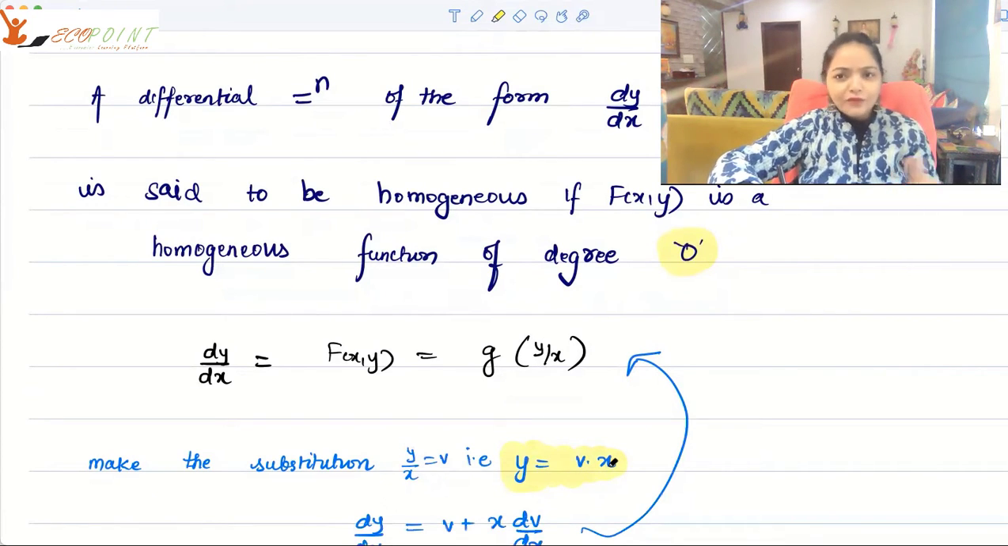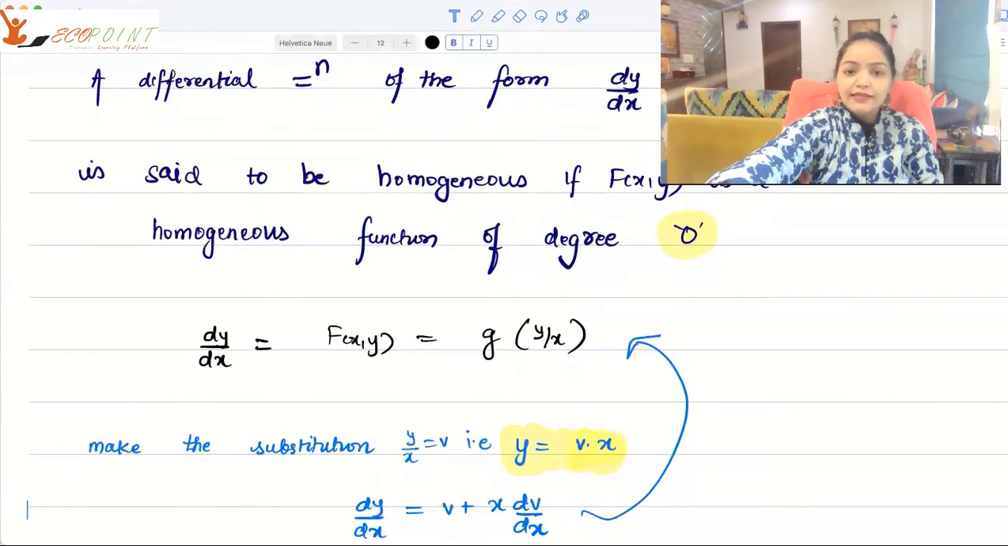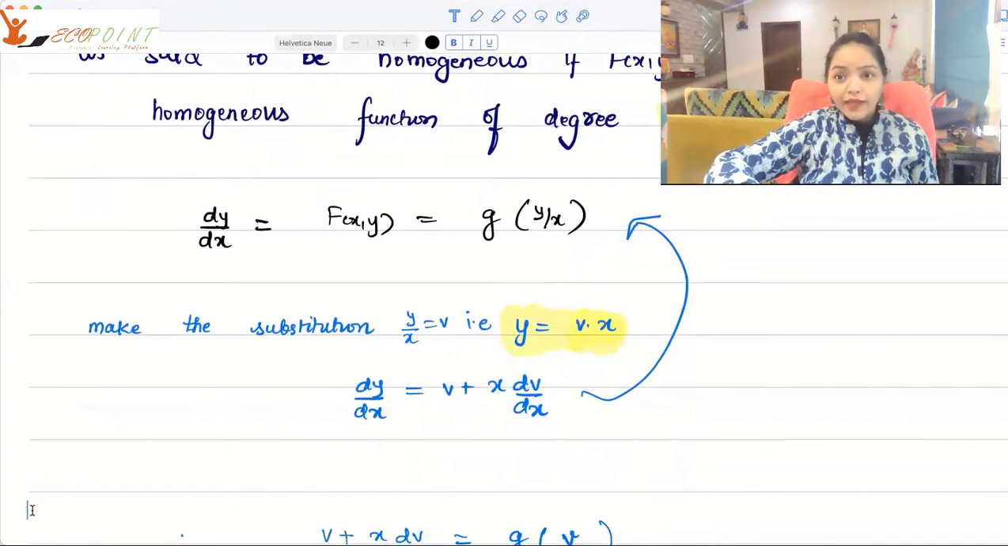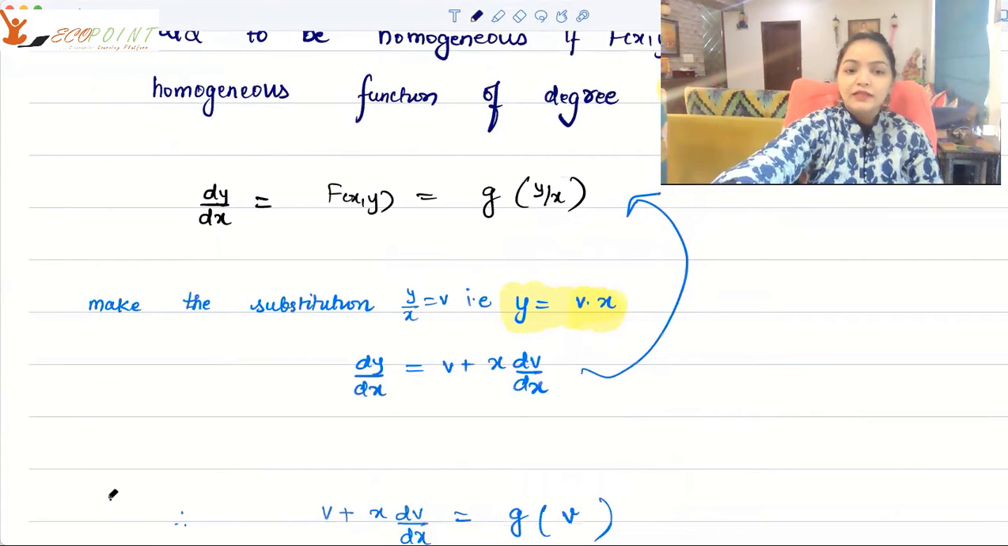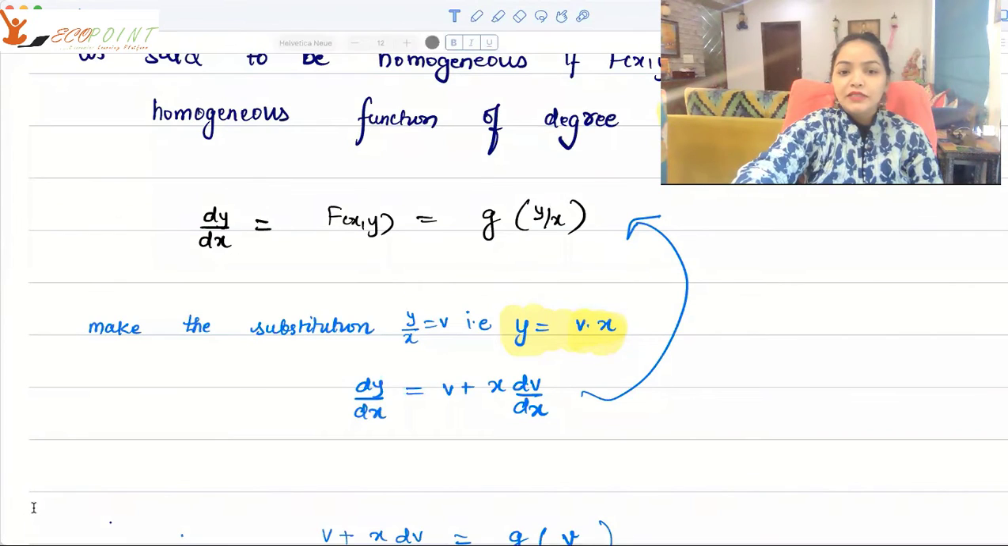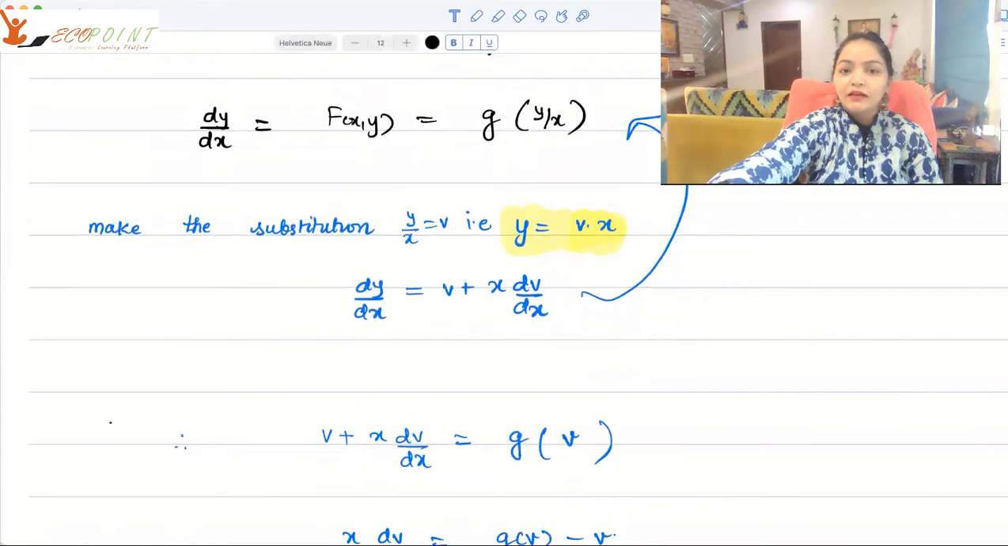Now, since it's a differential equation, we'll be talking about derivatives, so let's just differentiate it once. So that means dy by dx will be equal to, you'll have to use the product rule out here, so it's going to be v plus x into dv by dx. So differentiate with respect to x on both the sides. Since you've taken y by x equals to v, that means y is equal to v into x. So differentiate both the sides with respect to x. And what do you get? You get that dy by dx is equal to v plus x dv by dx.